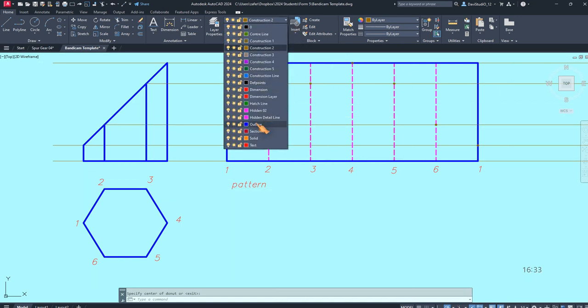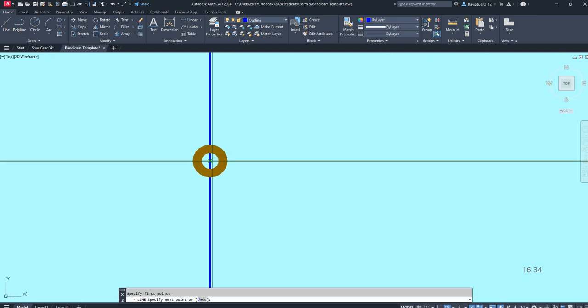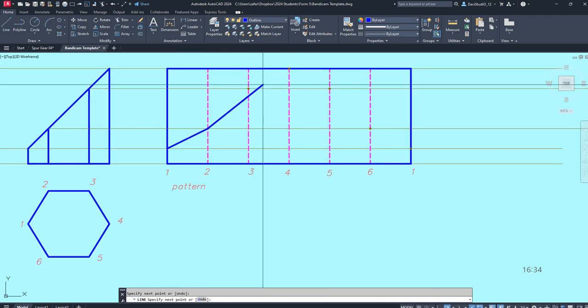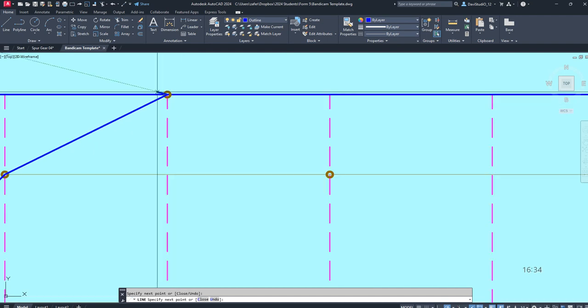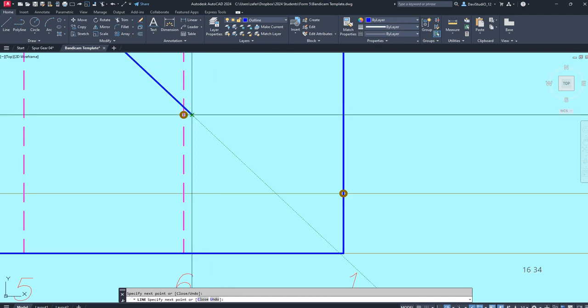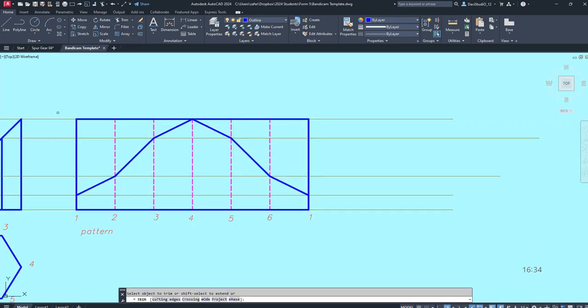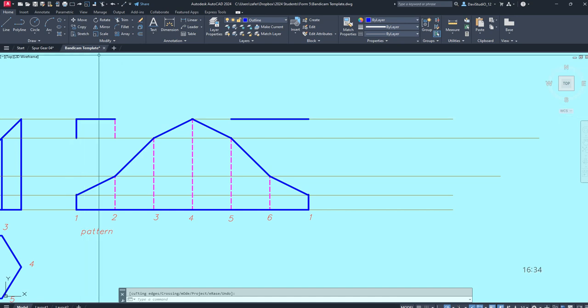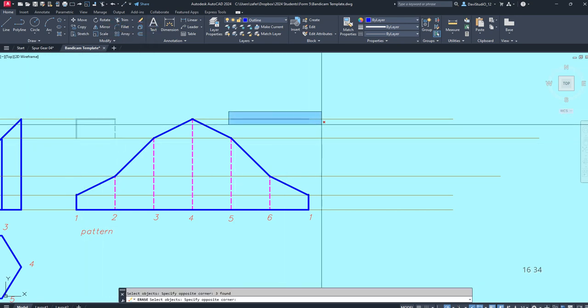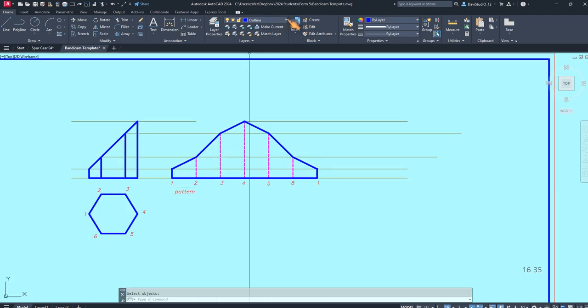So now our prism would be cut here. Okay, and now we just trim the top. So we have our figure completed.